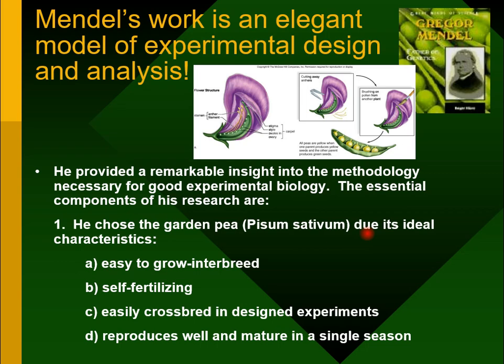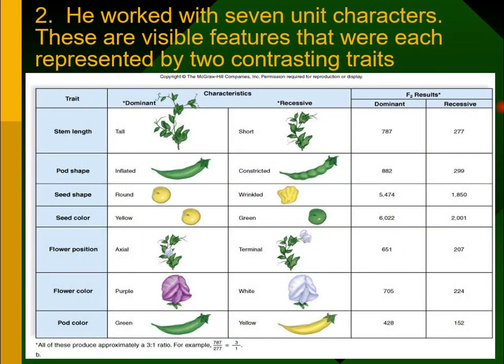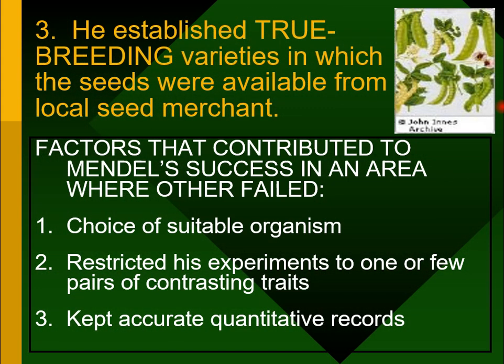Here Mendel chose this plant because it's easy to grow. This kind of plant is self-fertilizing, easily crossbred in designed experiments, and reproduces and matures in a single season. Also, he worked with seven unit characters. You can see from this figure we have seven unit characters, and these are visible. You can see the differences by your eyes. And he established true-breeding varieties in which the seed is available.